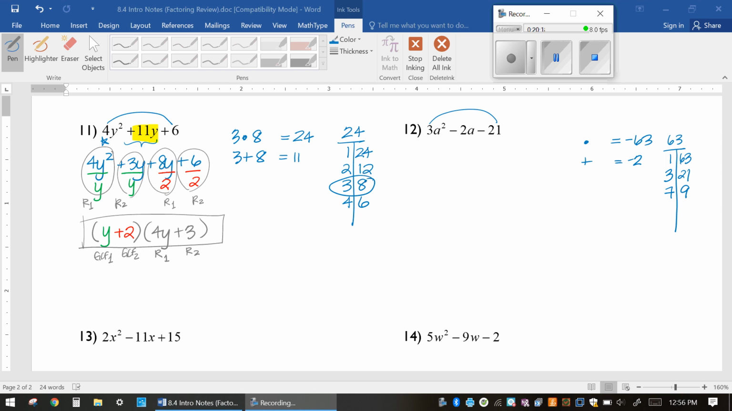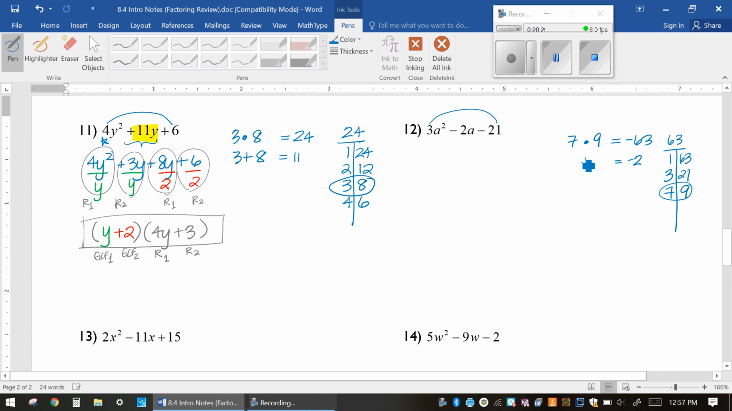Okay, now that you have your list of factors, which pair can I use that will add or subtract to -2? Hopefully you can see that it's 7 and 9. Now take a minute and figure out which of those has to be negative. If you said -9, you're correct.